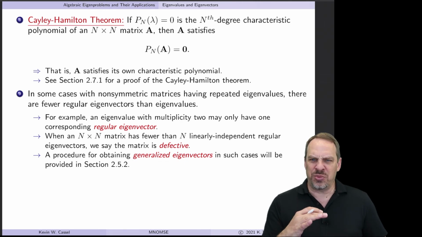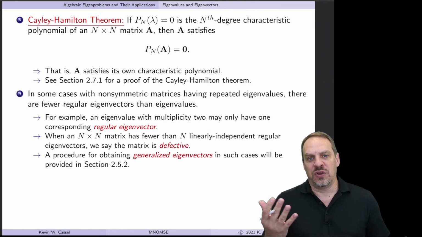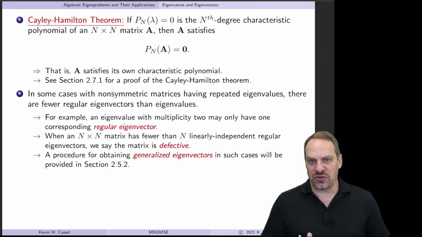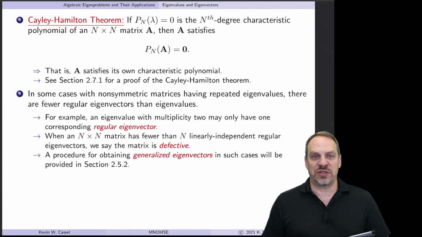I'm not going to do it now because it's actually not clear why we even need generalized eigenvectors. If I have fewer than capital N eigenvectors using the regular procedure, so what? What's the consequence of that? So when we get to a situation where that has implications that we need to deal with, then we'll address that at the time.